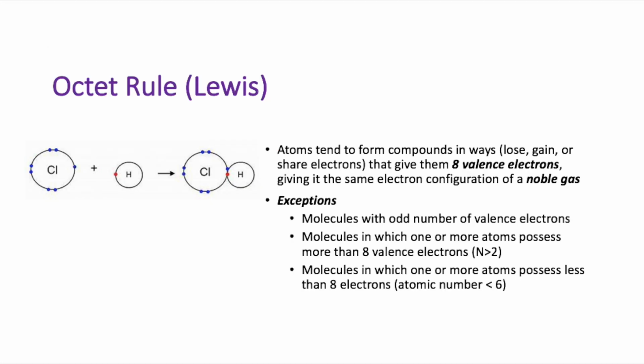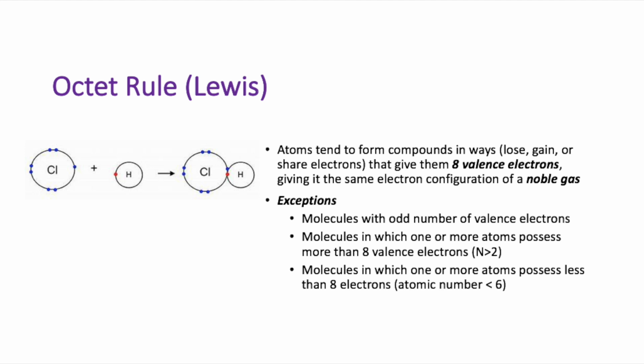We have one more rule to look at, the octet rule. When forming compounds, atoms have the goal to lose, gain, or share electrons to have a total of 8 electrons in their valence shell, resulting in the same electron configuration of a noble gas. They want to reach noble gas configuration because it's the most stable. There are exceptions to this rule though. Molecules with an odd number of valence electrons cannot have its atoms fulfill an octet.